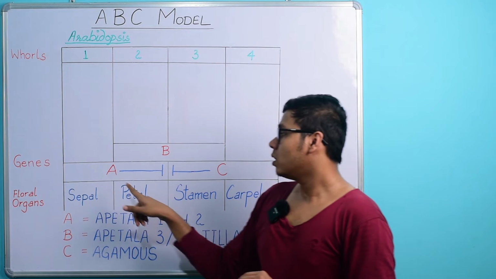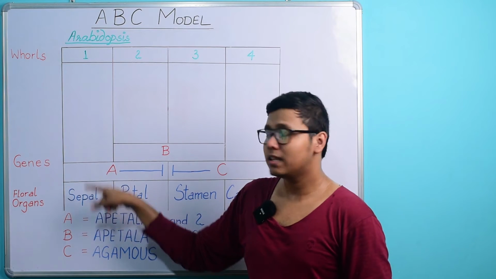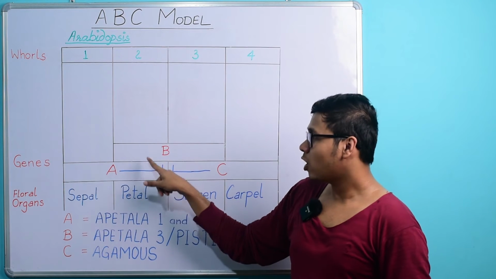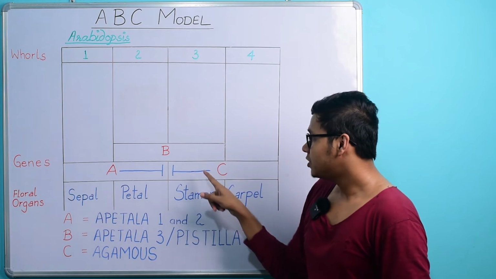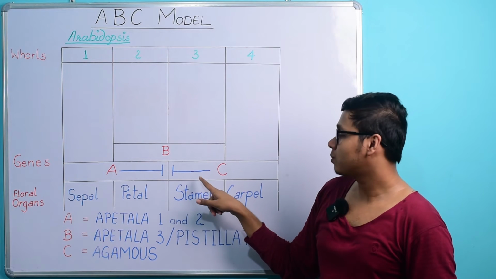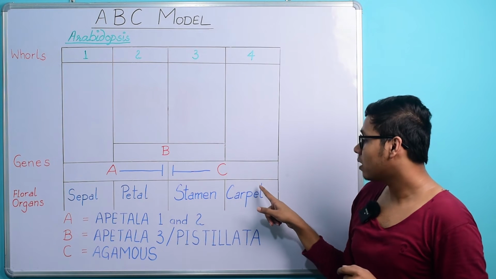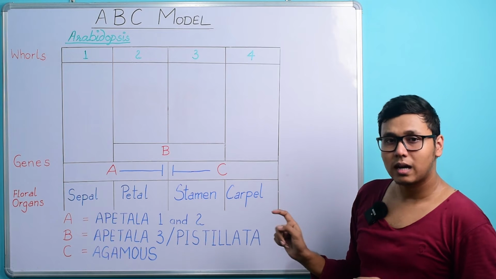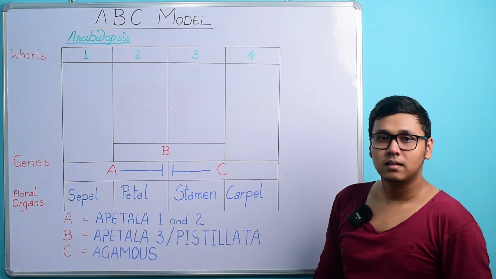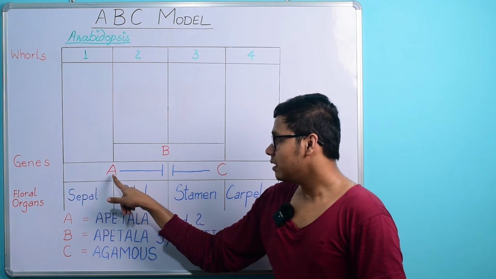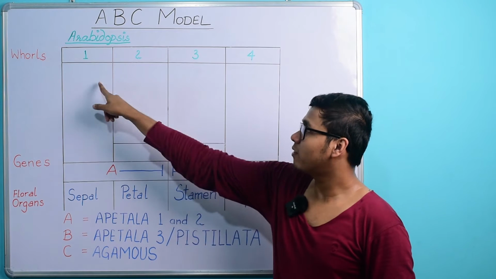Gene A is solely responsible for the identity of sepals in whorl 1. Gene A along with gene B is responsible for the identity of petals in whorl 2. Gene B along with gene C is responsible for the identity of stamen in whorl 3, and gene C alone is responsible for the identity of carpels in whorl 4. Clear? And the next thing is gene A inhibits the expression of gene C in the first 2 whorls.